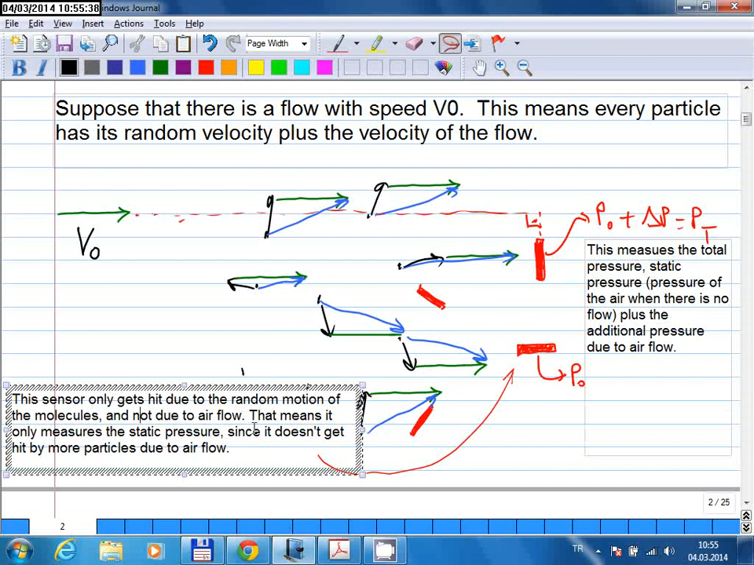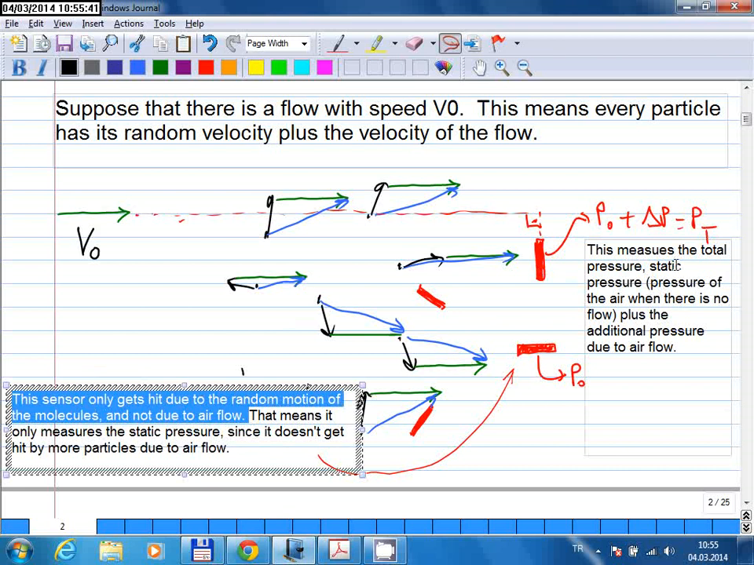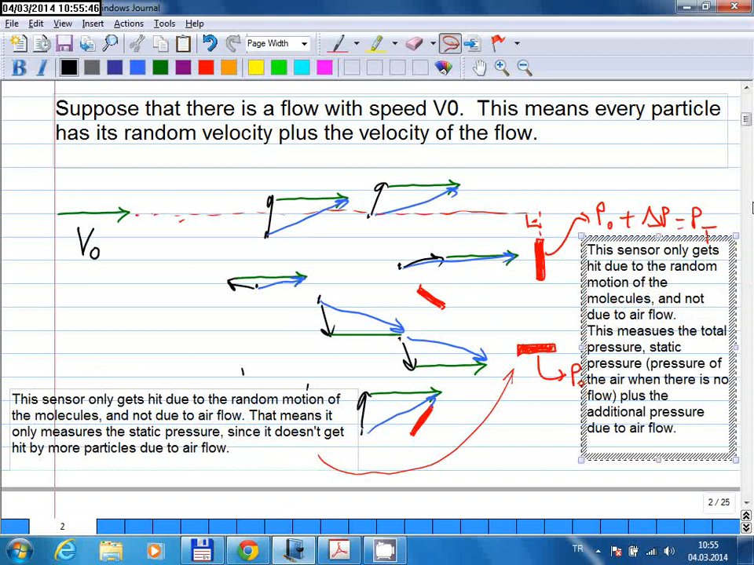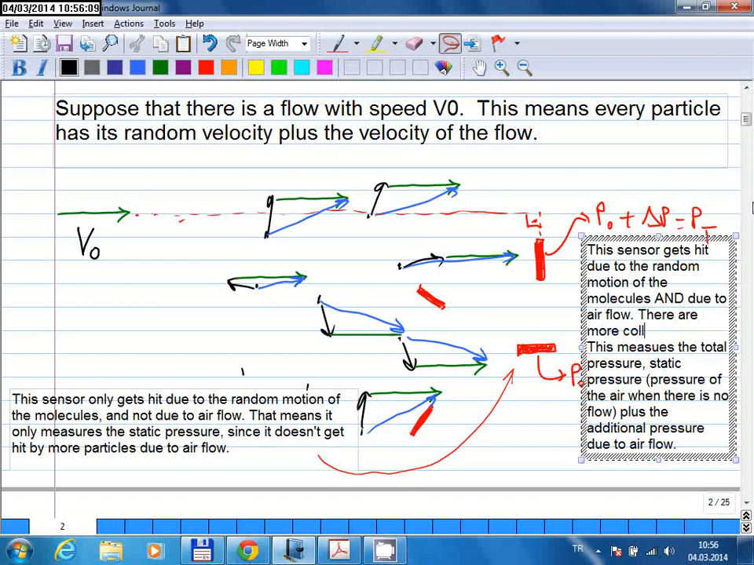So let me add this sentence there. This sensor gets hit due to the random motion of the molecules and due to airflow. There are more collisions and pressure is higher.